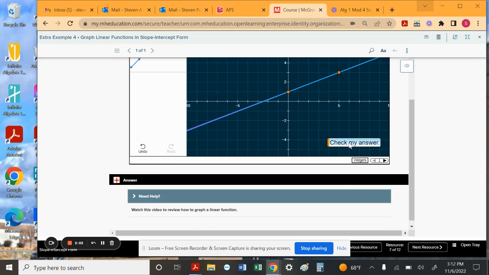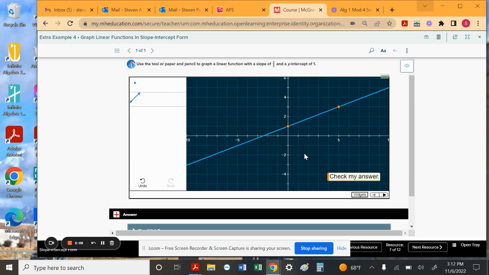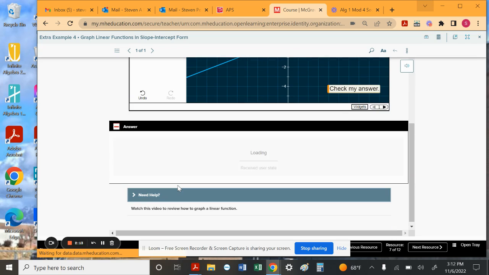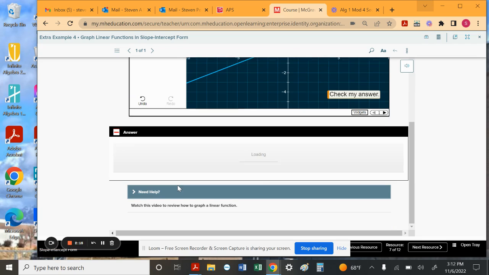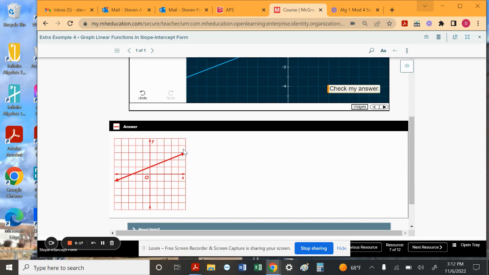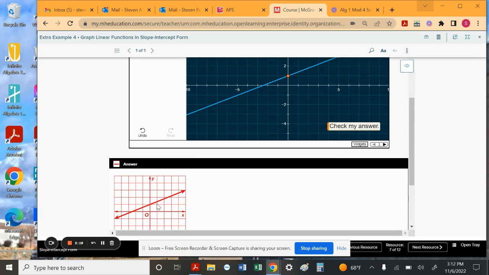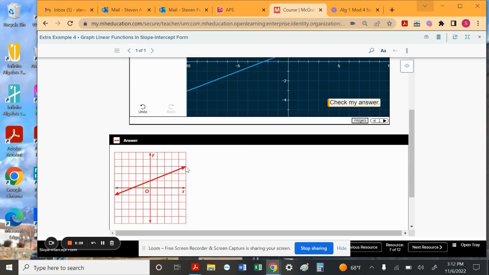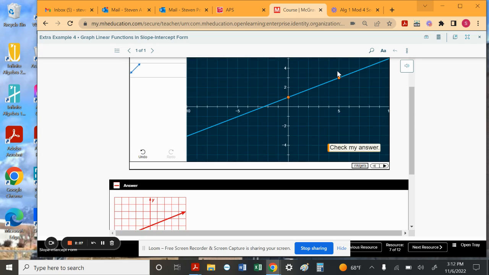Thought I hit it. Well, it doesn't say anything, but that's what it should be. So the answer should look like that. Let's just check it to verify what's happening there. I don't know why it didn't do the check my answer. And it looks just like that equation, right? We can see it goes through 2, and then it goes through, notice here, it doesn't even go all the way up to 5, but it hits 5 right there. So we can see that part of the line right there.